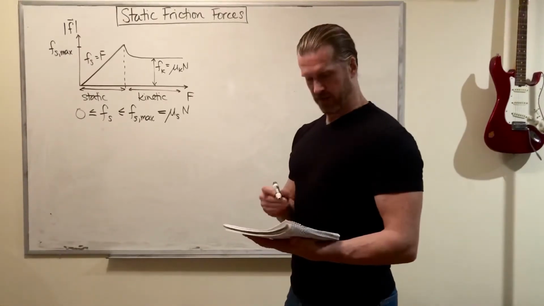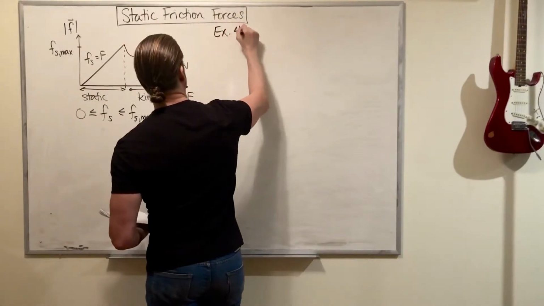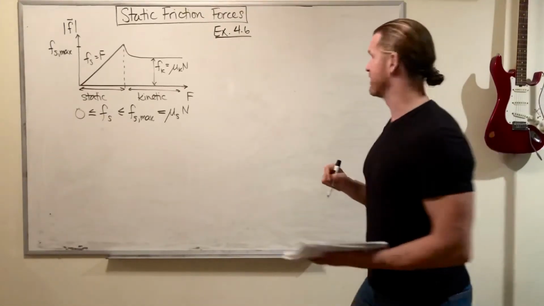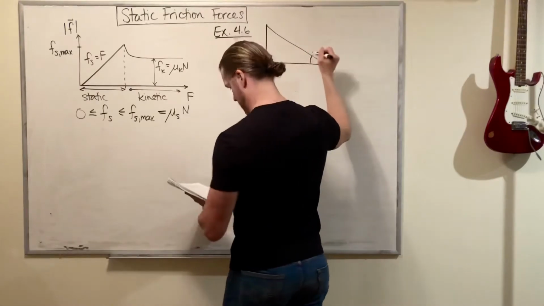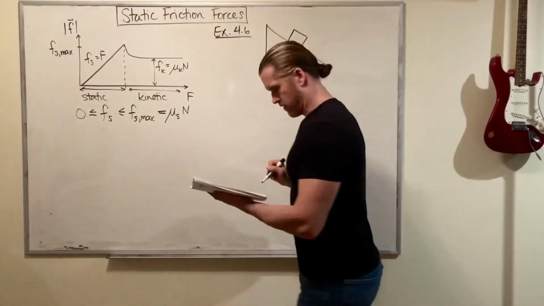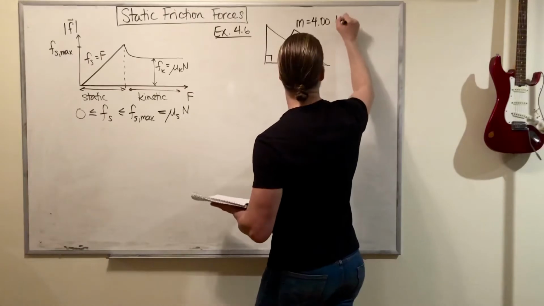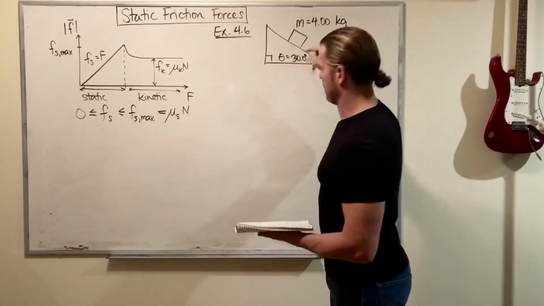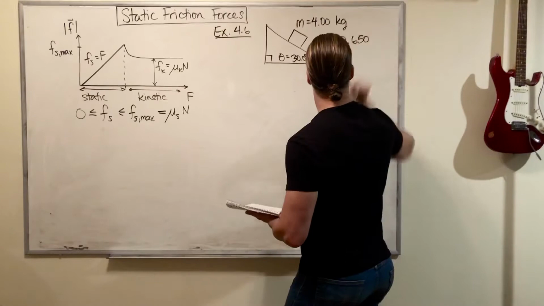All right, so let's do an example problem. Example 4.6 from your text. And this involves a block on a slope with friction. All right, we've got a block of mass 4 kilograms with a slope of angle 30 degrees, and there's a coefficient of static friction equal to 0.65.